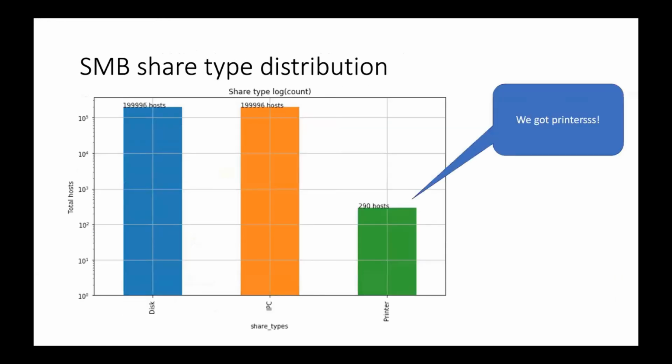And then I looked at the share type distribution, right? Do we see other kinds of things? And yeah, we got printers. You have disk, basically almost all of them had a disk and an IPC share. But there were like 290 that even had printers connected and exposed to the internet.